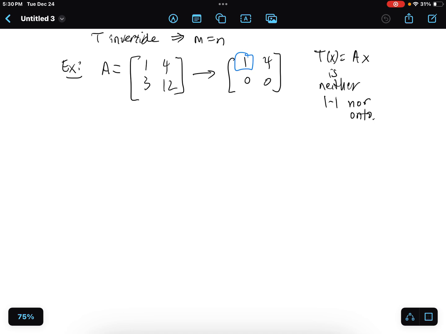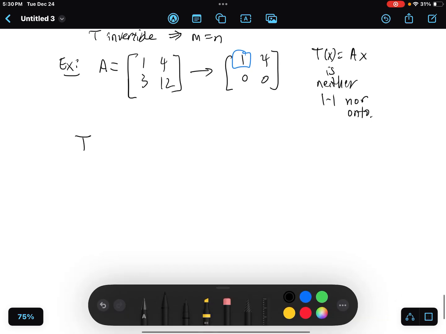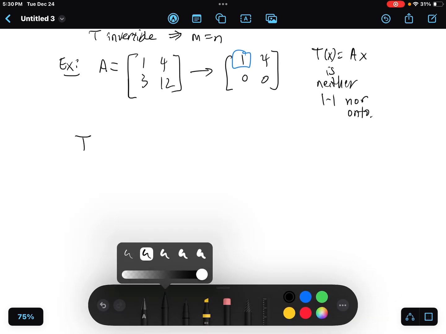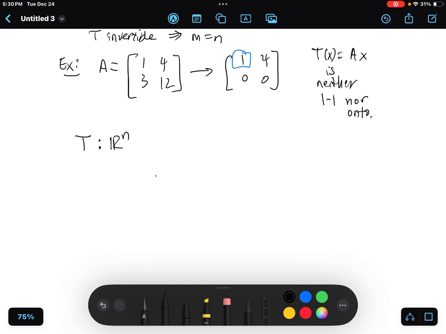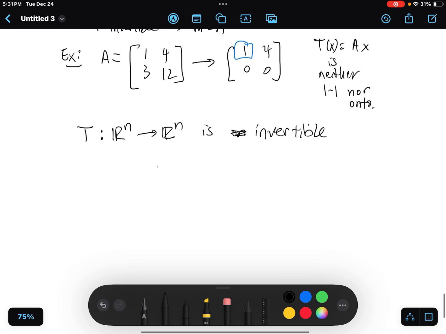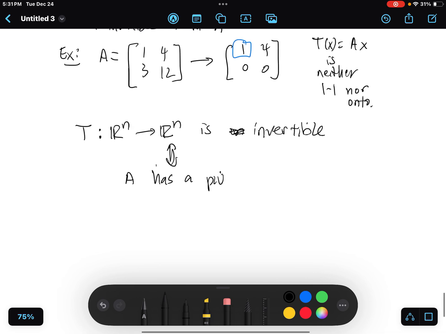But let's say that T is a linear transformation from Rn to Rn that is onto, that is invertible. So that's the same as being one-to-one and onto. Well, we know that that's the same as A has a pivot in every row and column.